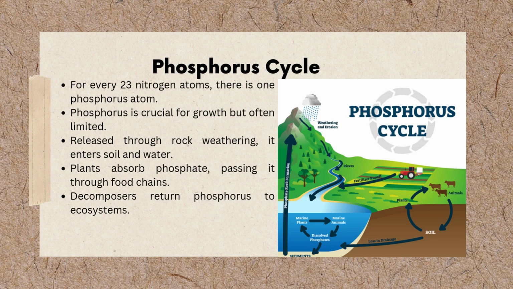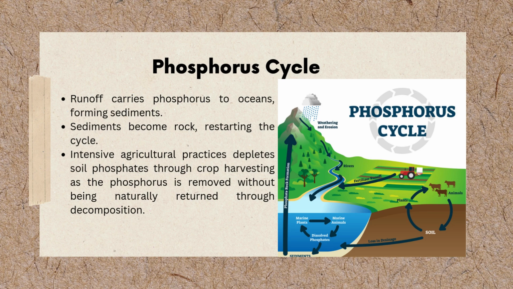Phosphate dissolves in the soil and is absorbed by plant roots, passing through food chains until it is returned to the ecosystem by decomposers. Phosphorus can also be washed away by runoff, eventually reaching oceans where it can precipitate as marine sediments. Over time, these sediments become compressed into rock, and weathering starts the phosphorus cycle anew. Intensive agricultural practices can deplete available phosphates in the soil, and when crops are harvested, the phosphorus they contain is removed without being naturally returned through decomposition.